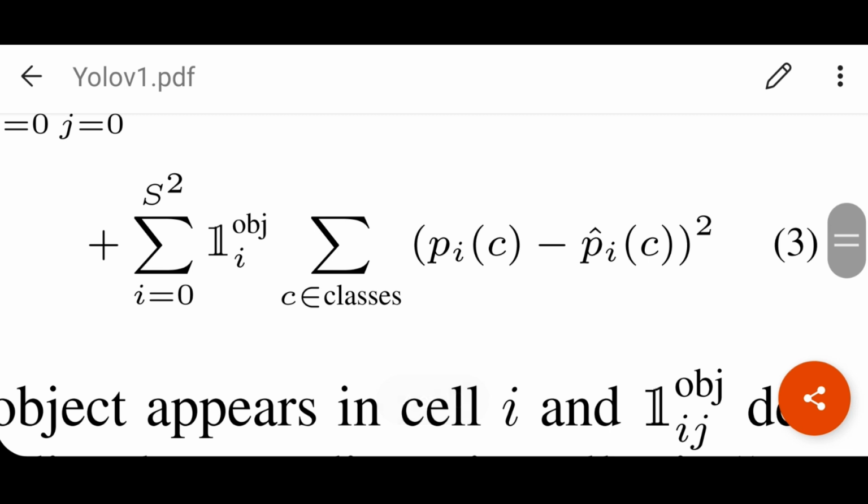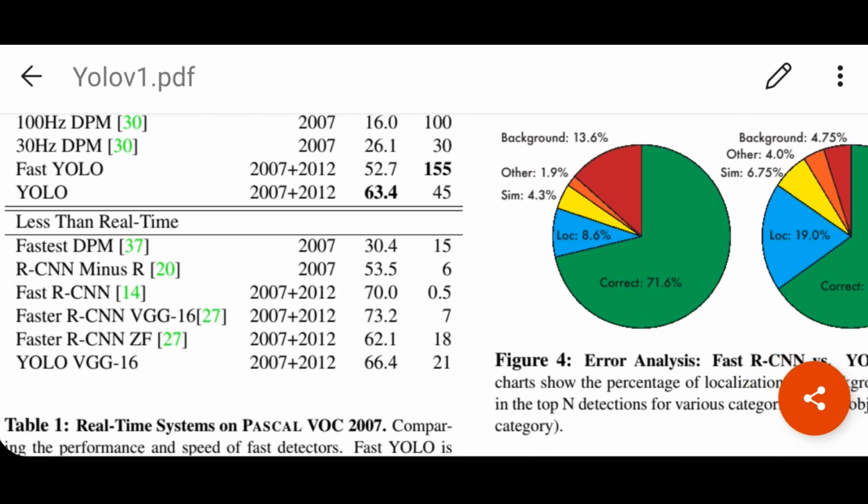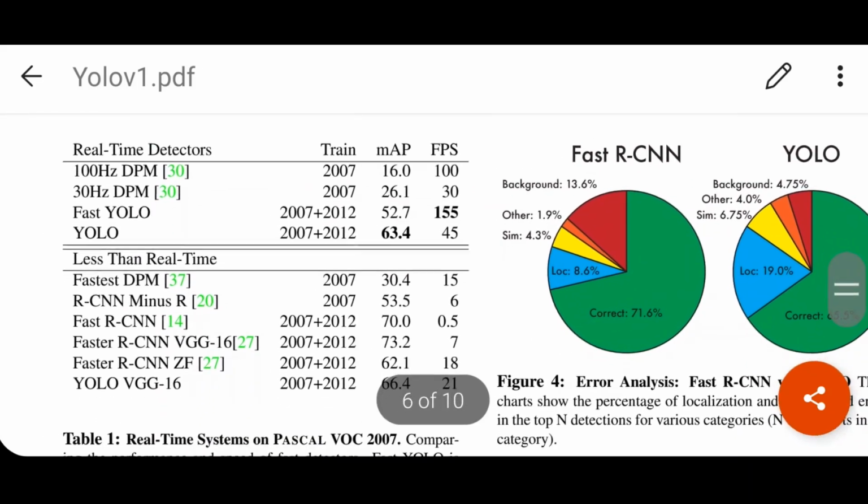The first symbol here looks like 1. It is kind of a logical gate, 1 or 0. If it is 0, that means that grid cell does not contain any object. If it is 1, it means it contains an object. So 0 or 1, it's a binary logic gate. This will explain why it is good.